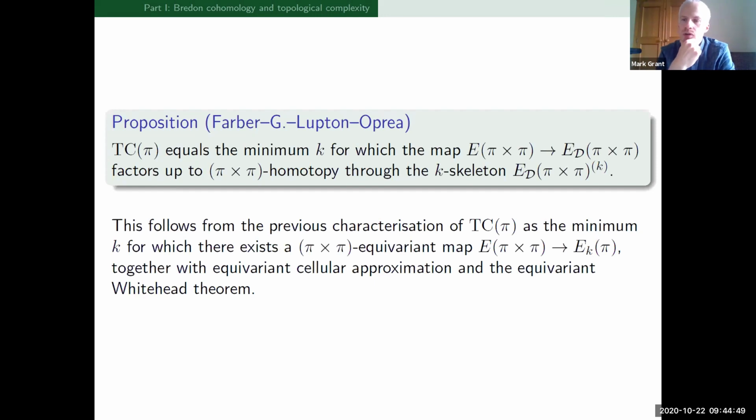So you get the following proposition, which builds on the proposition of Michael I mentioned earlier, which says that TC pi is equal to the smallest k for which the map from E pi cross pi to this classifying space factors, up to pi cross pi homotopy, through the k skeleton of this classifying space.